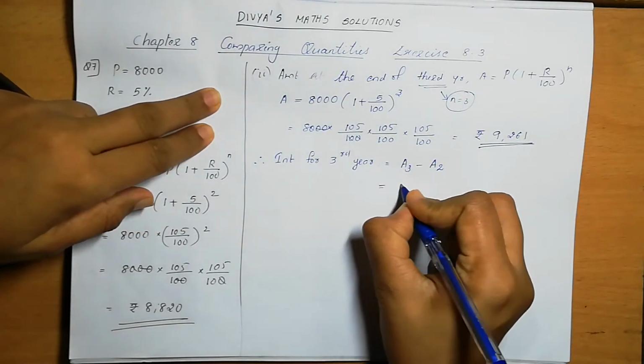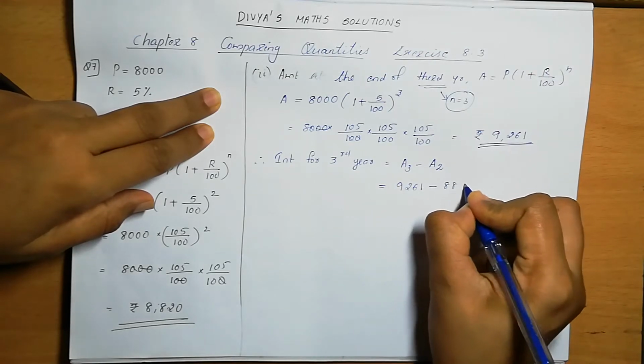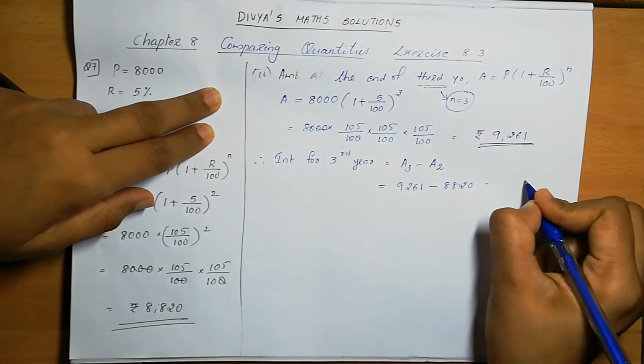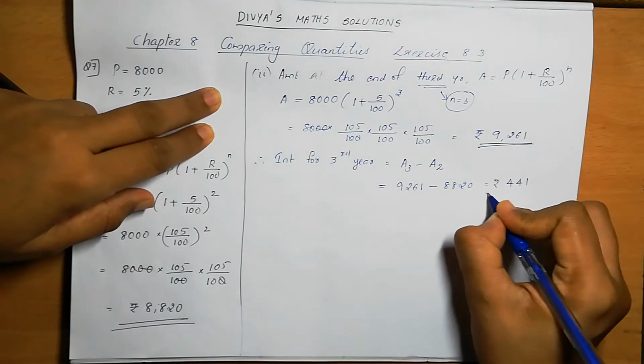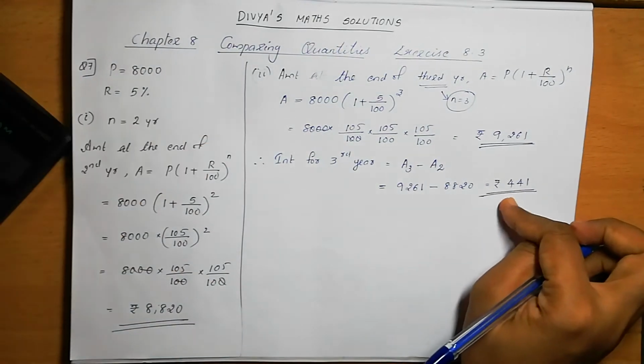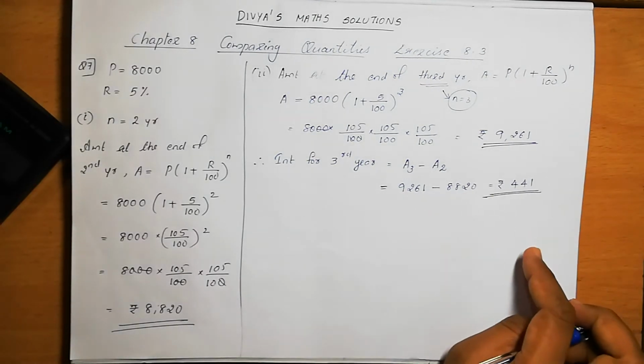That is equal to rupees 9,261 minus 8,820. So this is equal to rupees 441, which is the interest for third year, we can write.